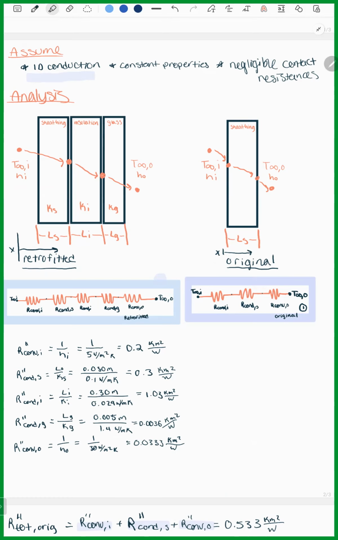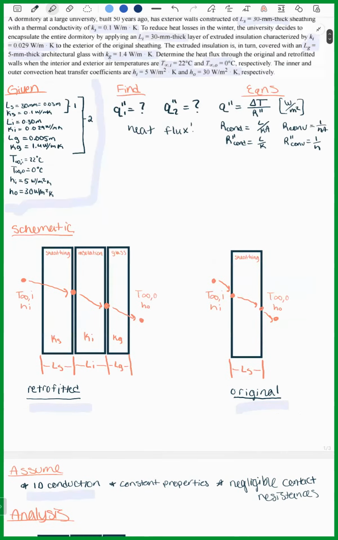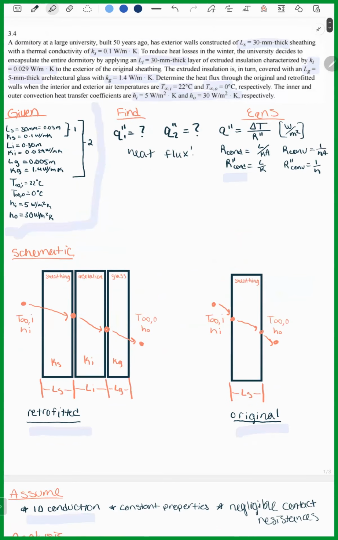So going back to the equations we had before, R double prime conduction is just the length that the heat is traveling, so the thickness of the walls, over the thermal conductivity of the wall. And then R double prime convection is just 1 over the heat transfer coefficient.